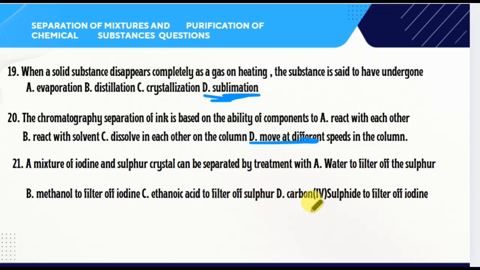So the correct answer is option D, because carbon disulfide is going to dissolve sulfur completely. Thereby we can easily filter off iodine from the mixture.